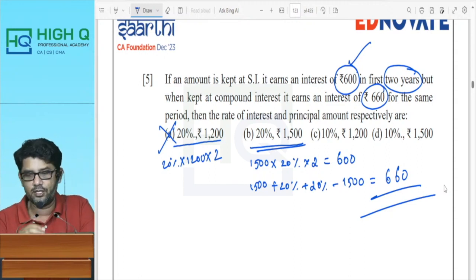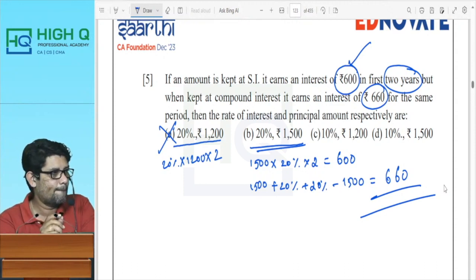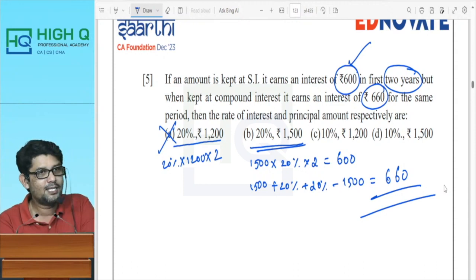This question and all, very simple. In the option itself it is given what? Principal as well as rate of interest.